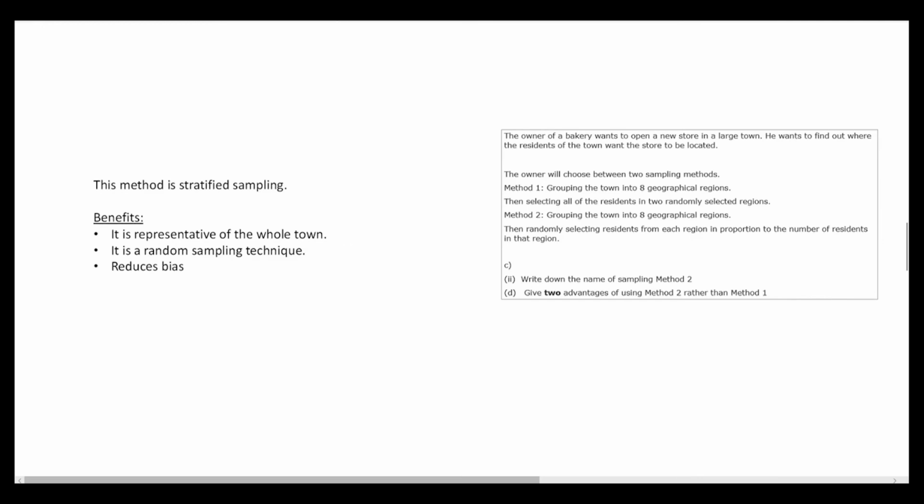A third one, we're only asked for 2, but a third one, there is a reduction in bias when we are using stratified sampling. We reduce the potential bias of the sampling technique. We don't eliminate it, but we have mitigated and reduced the amount of potential bias.